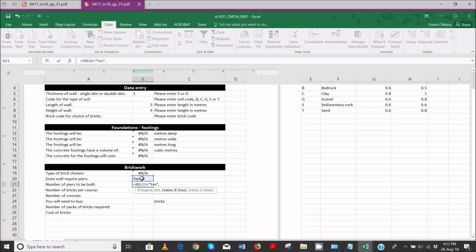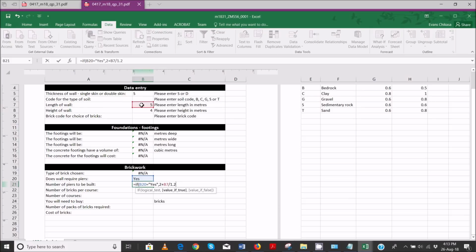If this is equal to yes, then piers are needed. So the true part is that we should add 2 plus. Why 2 plus? Because at each end we have a pier. So we have plus, and then we get the value of the length of the wall, which is this one, B7, divided by 1.2. And this will give us how many piers are needed.